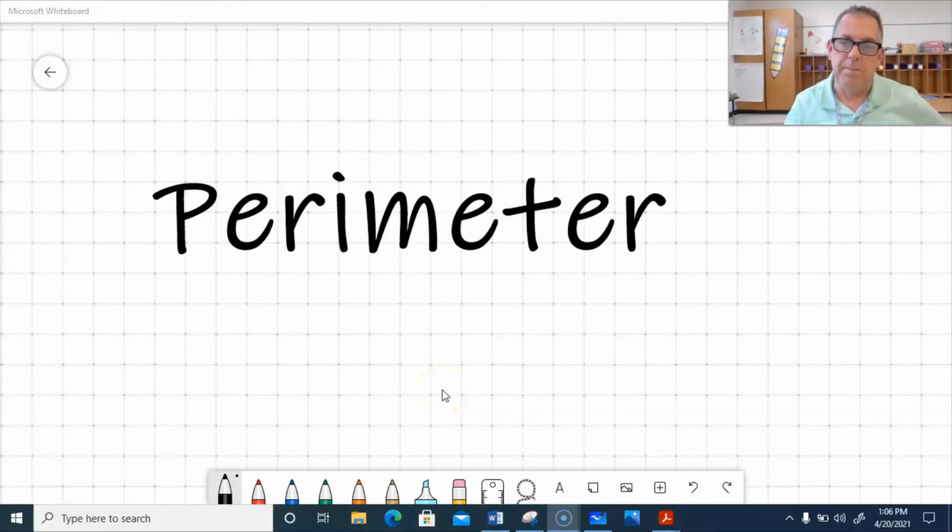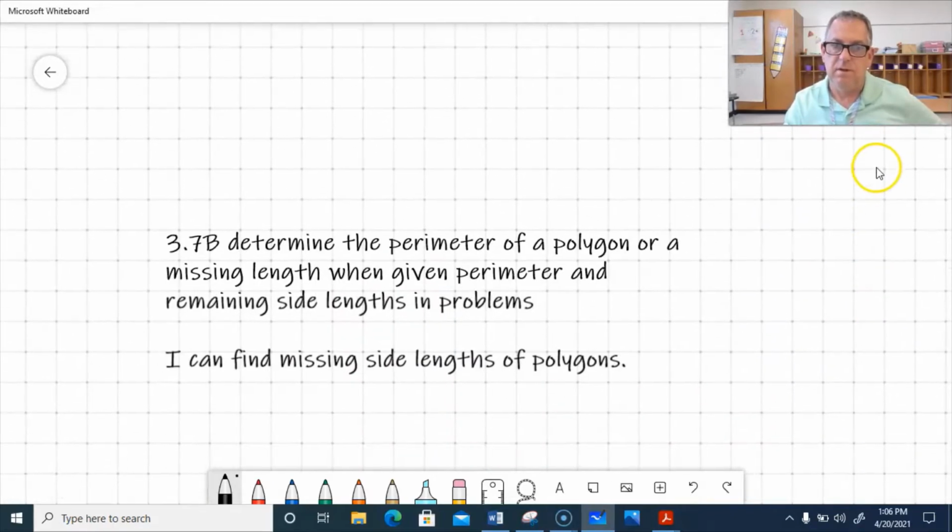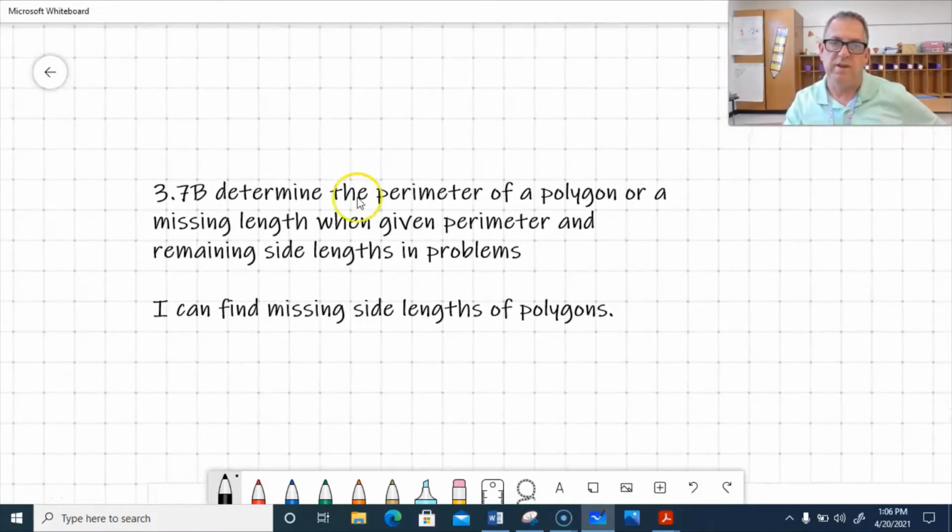We're going to be talking about perimeter, and the specific skill we're going to talk about is 3.7b, and that's determine the perimeter of a polygon or a missing length when given perimeter and remaining side lengths in a problem. And basically, probably one of the more difficult I can statements that we do in third grade is I can find missing side lengths of polygons.